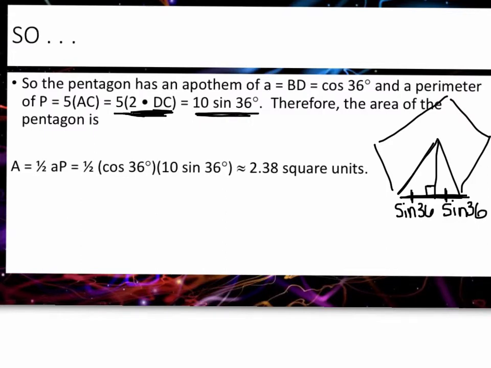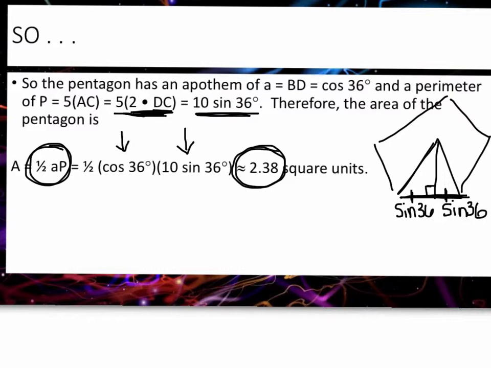So 5 times 2 times the sine of 36 would give us 10 sine of 36. Now remember, this was our formula to find the area. We found the apothem, which is cosine of 36. We found the perimeter, which is 10 times sine of 36. And if you plug all this into your calculator, you'll get the area to be 2.38 square units. So notice how long that example was and had to use a few slides just because of all the information.